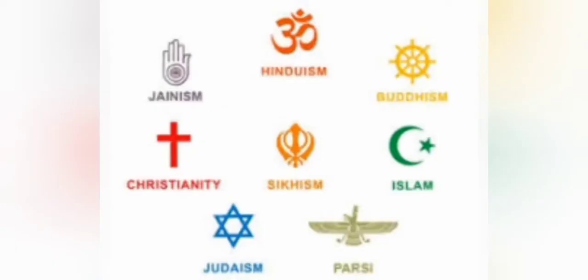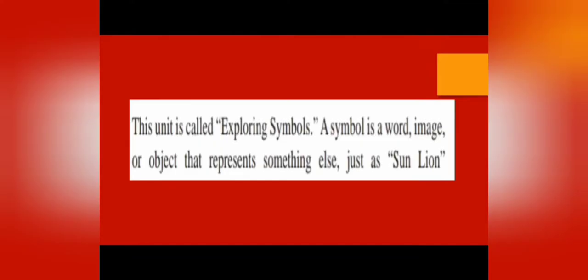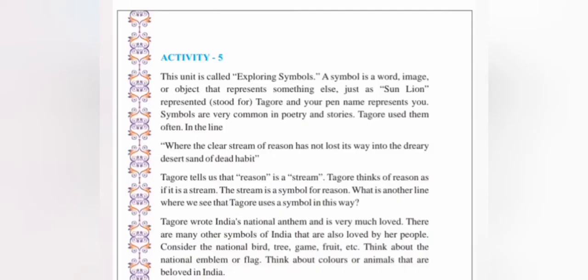Now look at these religious symbols. Just by looking at these symbols, we recognize the religion. So a symbol is a word, image or object that represents something else. Rabindranath Tagore used his pen name Sun Lion or Bhanu Simha while publishing his poems.